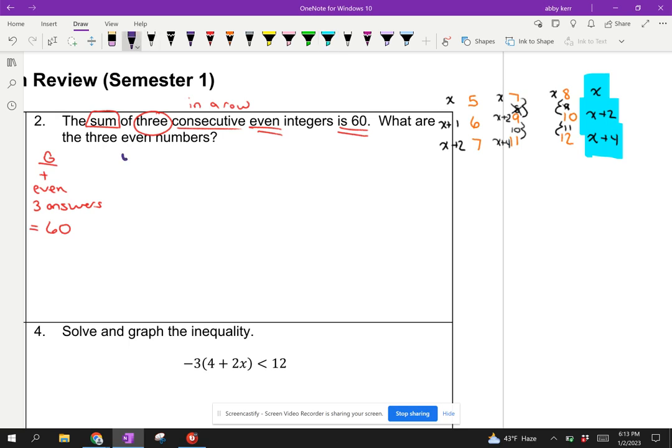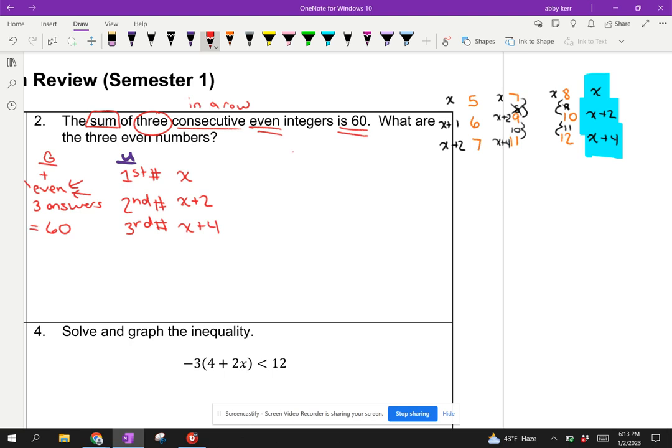So let our first number, our unknown, our first number is always going to be x. Our second number, since we're talking about even, is going to be x plus 2 because we had to skip over that odd number. And then lastly, our third number is going to be x plus 4.